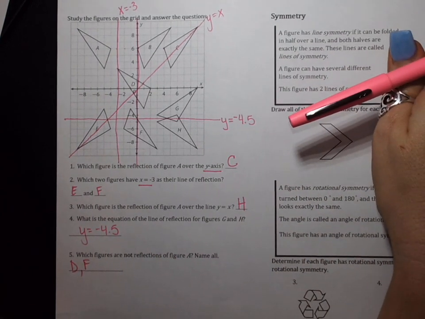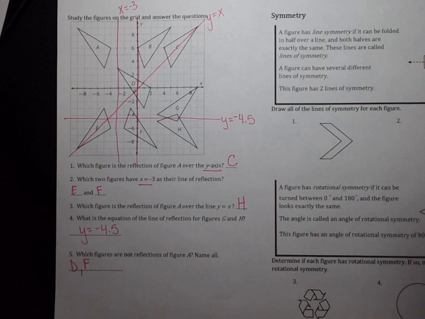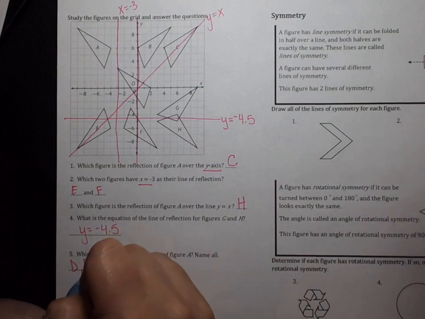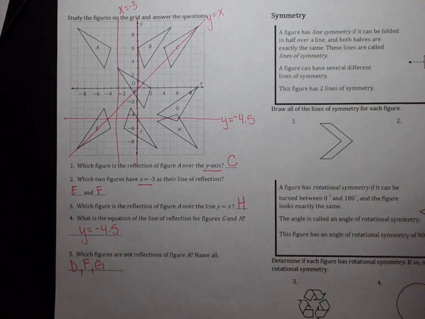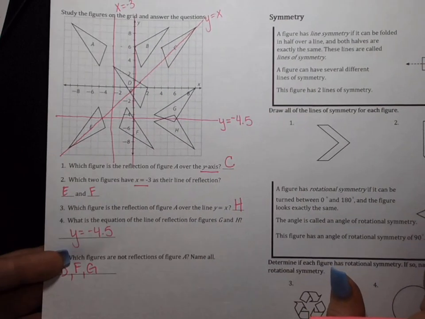All right. So the next one we're going to look at is G. G also looks like it's some sort of a reflection, and not some sort of a rotation. And then H definitely is a reflection. We said that it was in question number 3. Okay, so let's move on to symmetry.